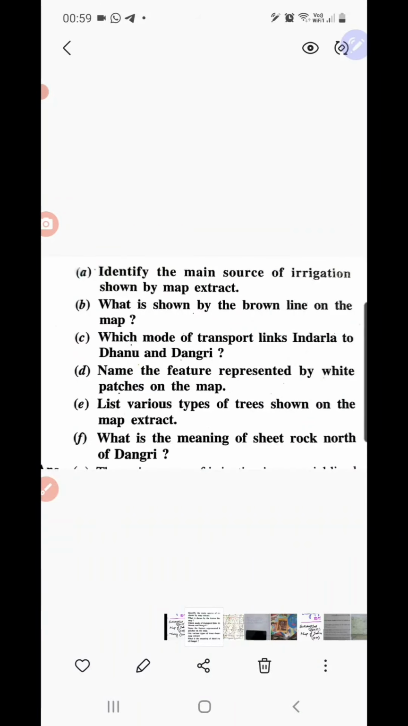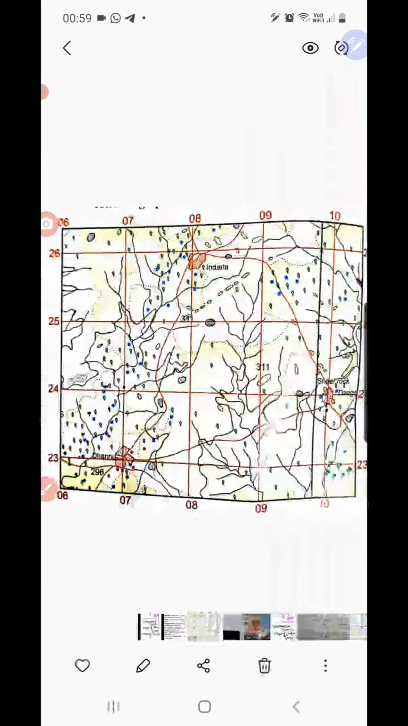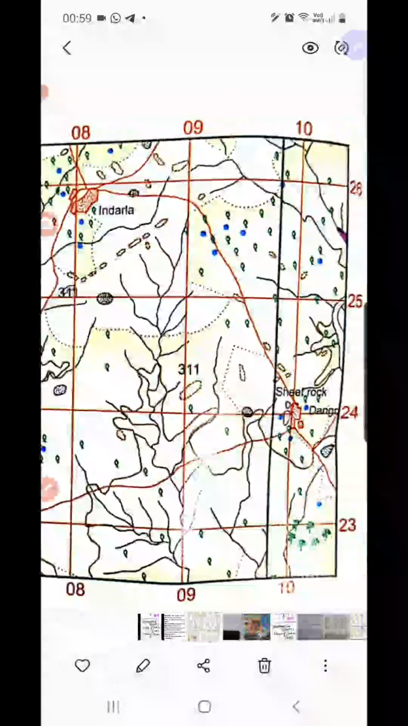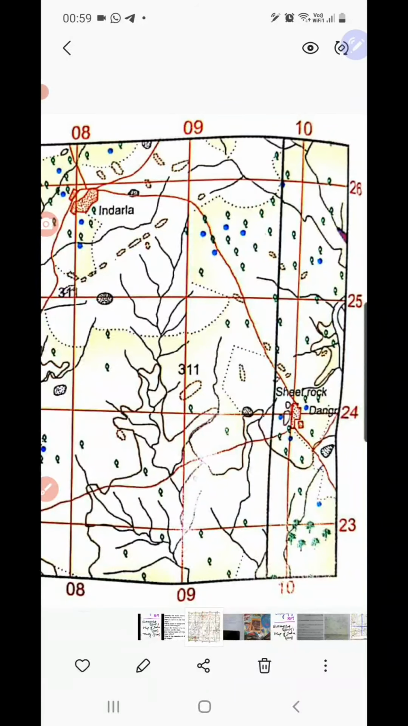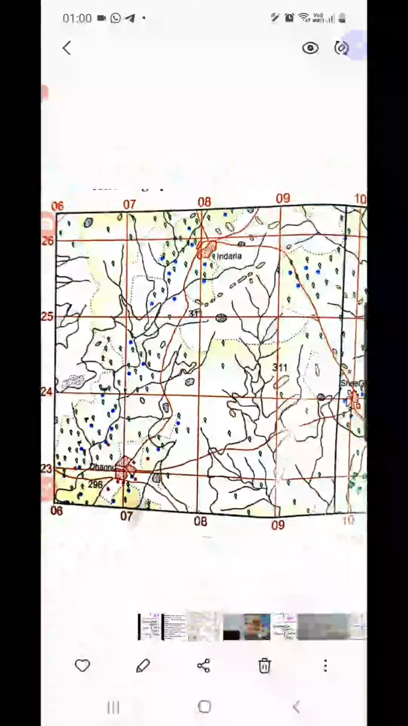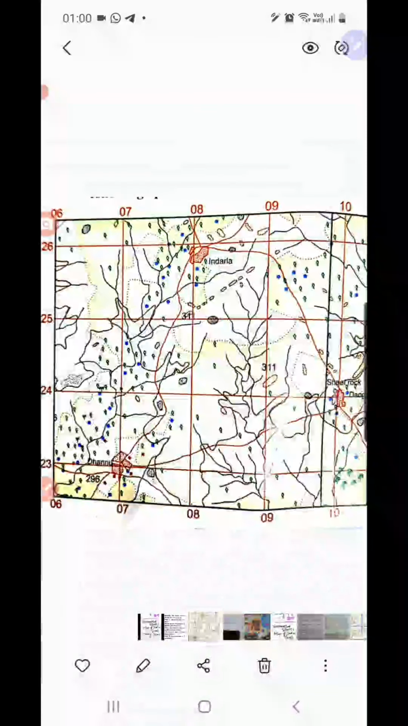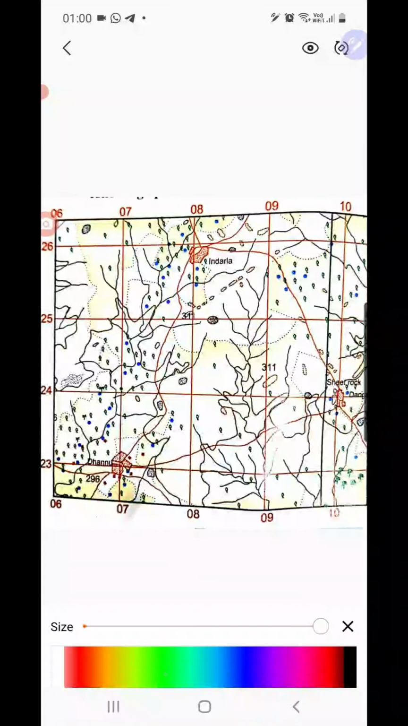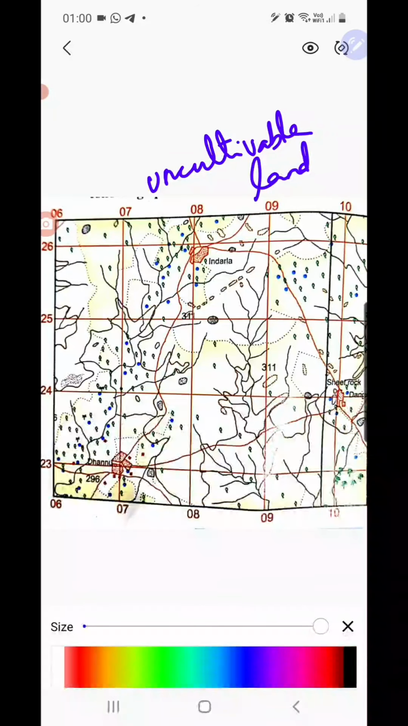Name the feature represented by white patches on the map. Let's see the white patches here. You see a number of places where you are finding the white patches. What are these white patches? Whenever you find white patches, you understand these are uncultivable land. Yellow patches are cultivable land and white patches are uncultivable land. Clear? And moving on to the next question.